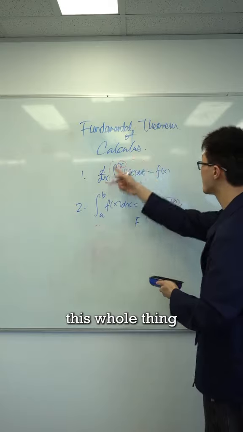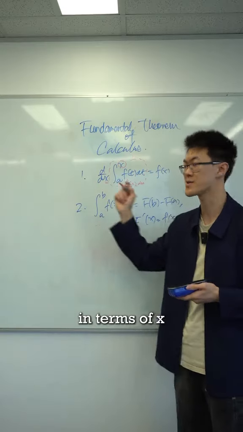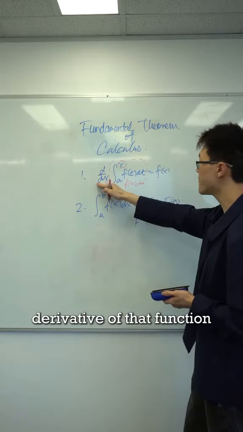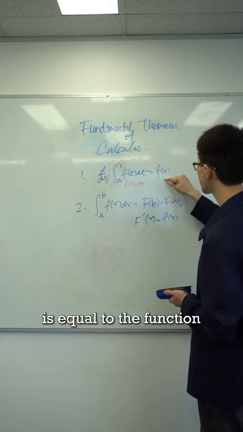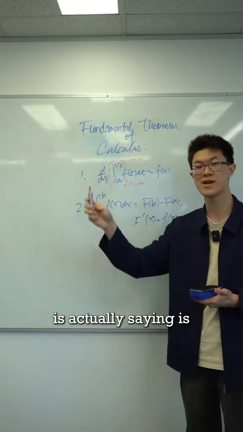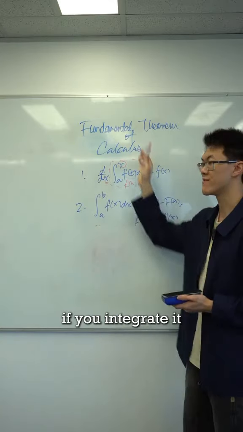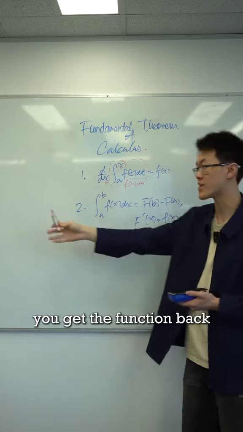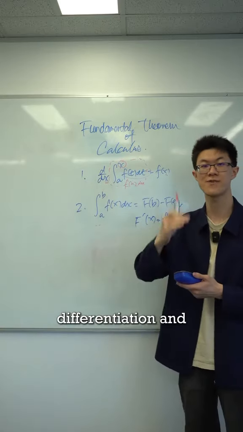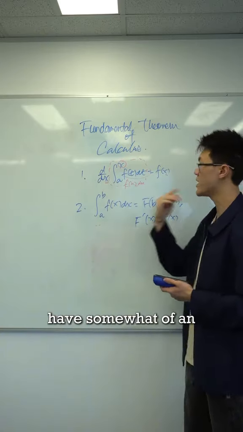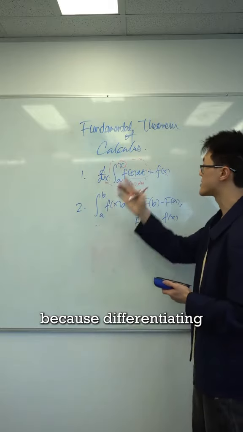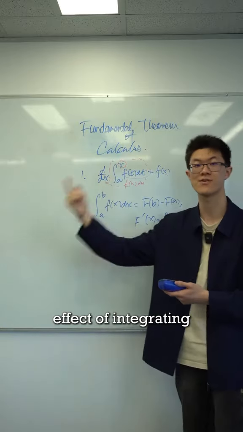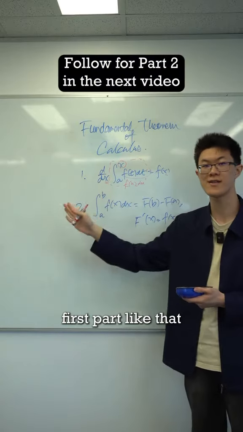Now you understand that this whole thing is actually a function in terms of x. We're saying that the derivative of that function with respect to x is equal to the function you integrated. So what the first part is actually saying is, if you have a function, if you integrate it, then differentiate it, you get the function back. That suggests that differentiation and integration have somewhat of an inverse relationship because differentiating cancels out the effect of integrating. If you think of the first part like that, that's a pretty good start.